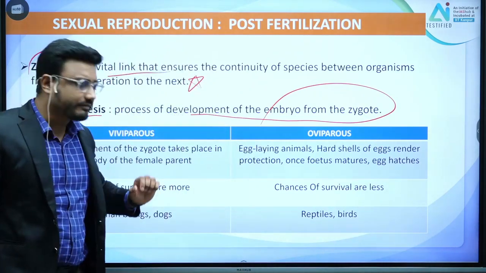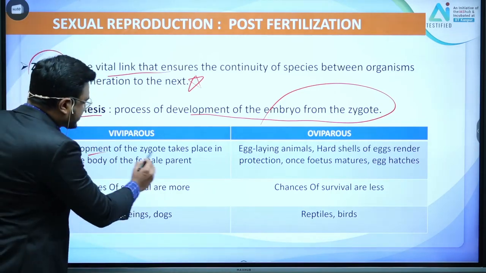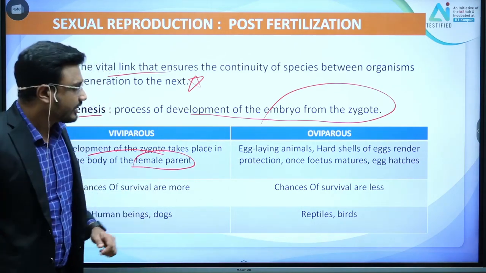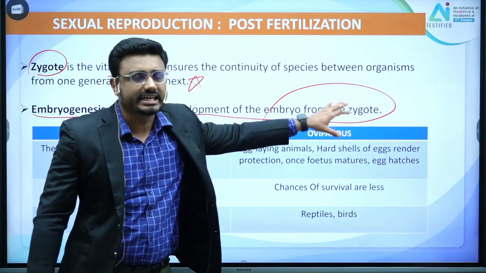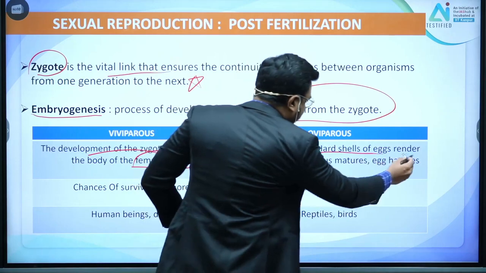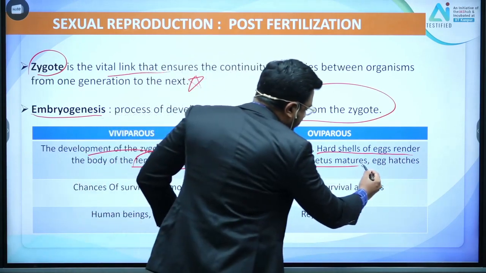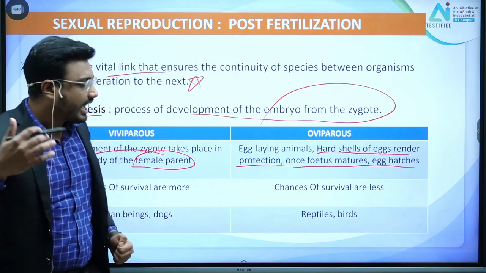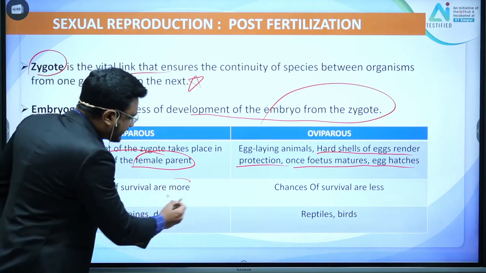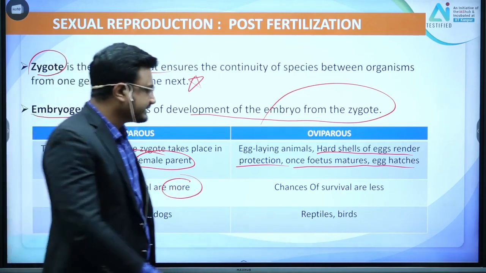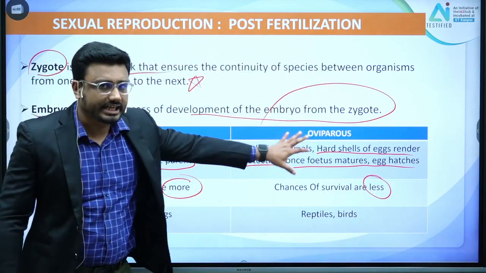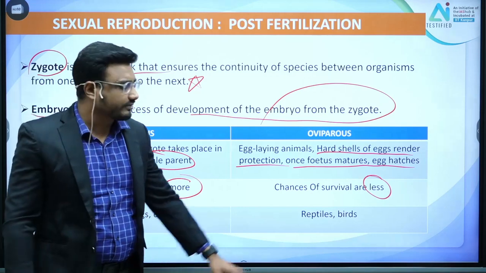What happens in viviparous animals is that the development of the zygote takes place in the body of the female parent. Whereas oviparous animals are also known as the egg-laying animals. Hard shells of the eggs render protection, and once the fetus matures, the egg gets hatched. In viviparous animals, the chances of survival are more, whereas in oviparous animals the chances of survival are less, because the development of the zygote takes place outside the body of the female, right?